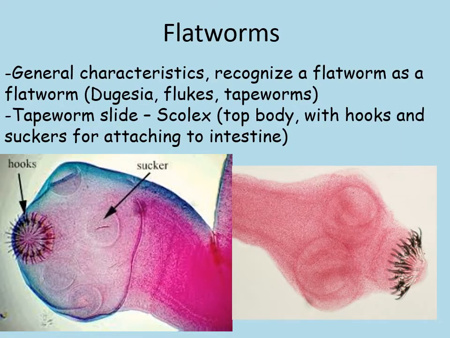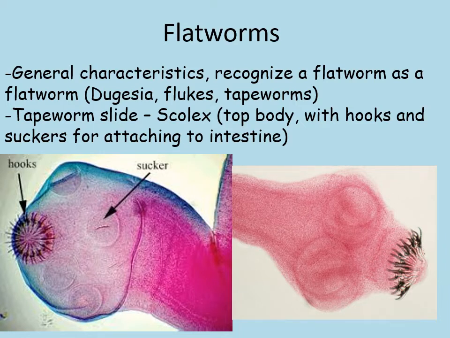Then we look at the groups that are usually referred to as worms, although they're not closely related to each other, starting with the flatworm. So know the general characteristics of flatworms from the lecture PowerPoints. And then recognize a flatworm as a flatworm. So if you saw Dugessia, which is a non-parasitic planarian, be able to recognize that as a flatworm, or if you're looking at flukes or tapeworms, you would know those belong to the flatworm group.